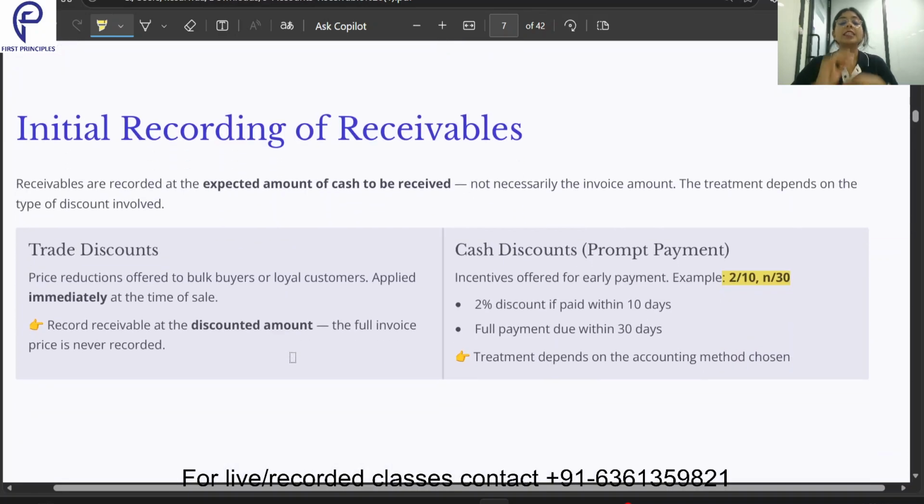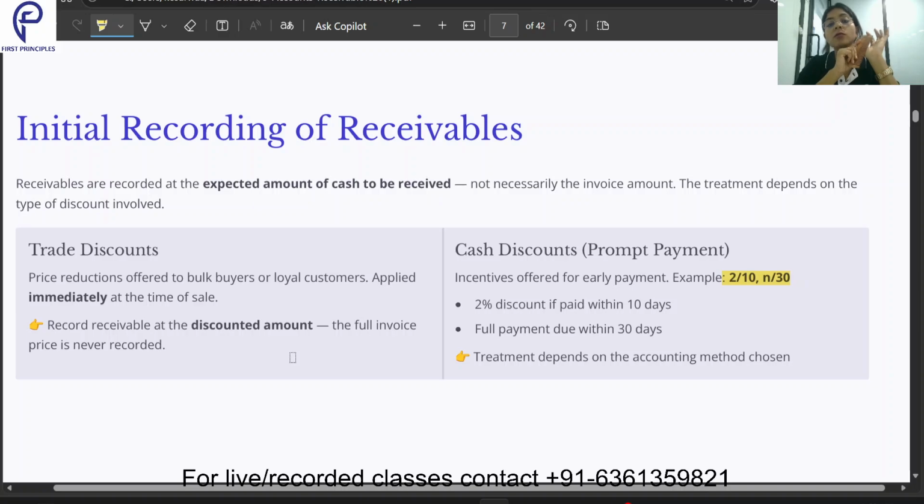Then, initial recording of receivables. How do we record the receivables? Receivables are recorded at the expected amount of cash to be received. That means the amount of cash I am expecting to be received by my business, not necessarily the invoice amount. A customer has come, they have purchased something from me, and I have given them an invoice.